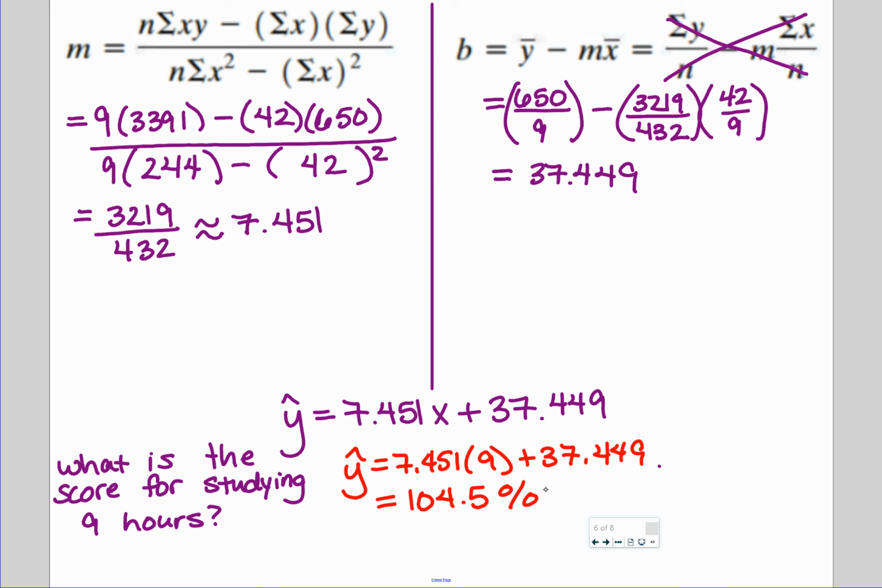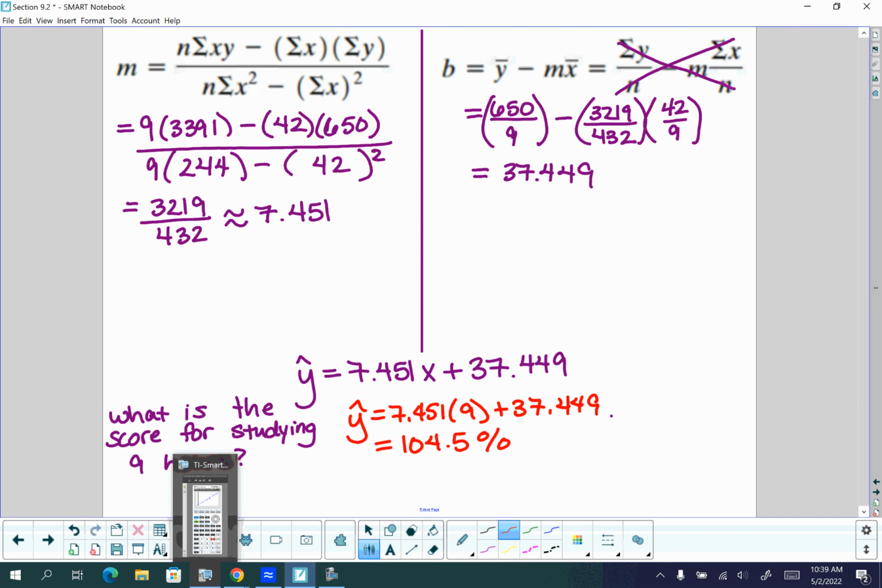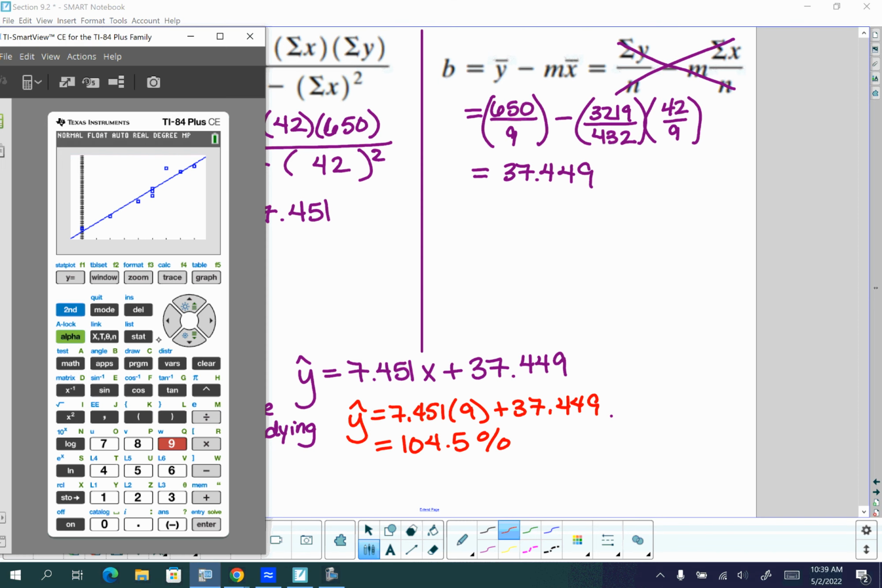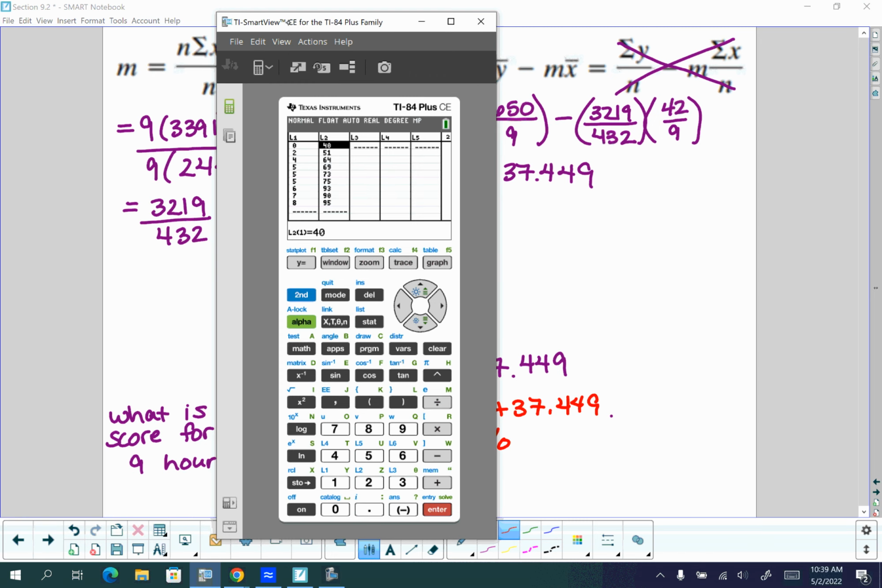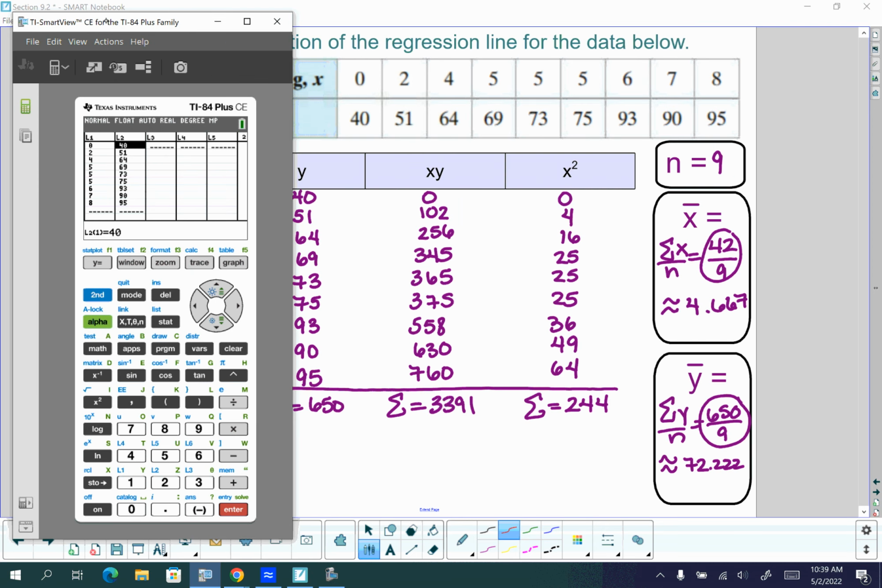Okay, last thing, let's check this with our calculator and let's get the scatter plot picture in our calculator too, because I think you're going to have to do that in Math Excel. All right, so hit stat, edit, and I want you to put this data in there that we've got. L1 and L2.